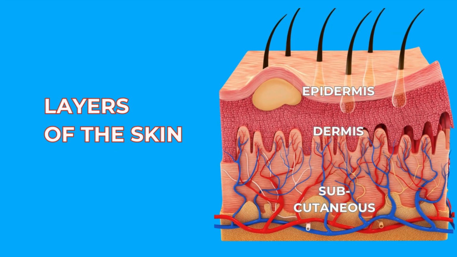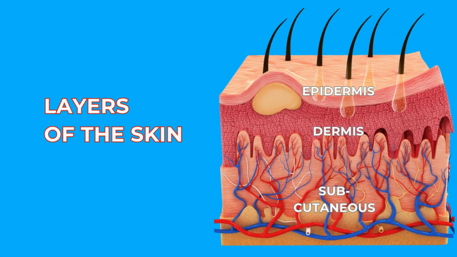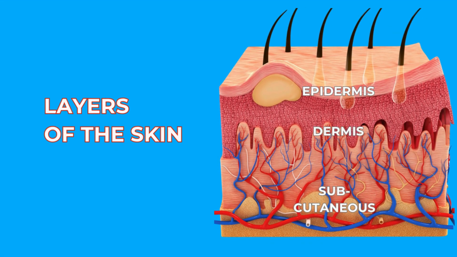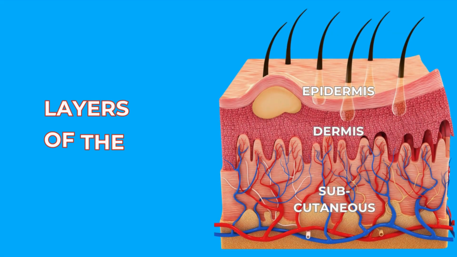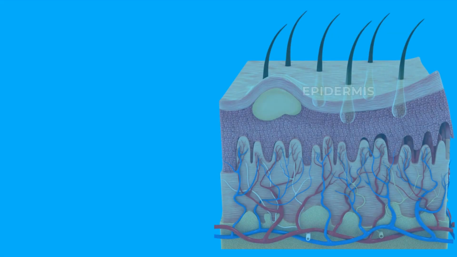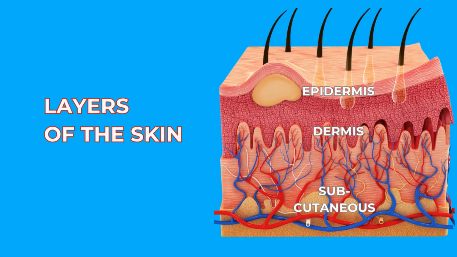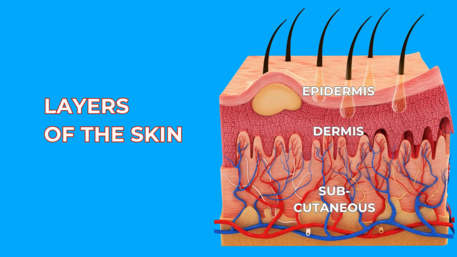Now let's connect this to laser parameters. Wavelength chooses the target. Some wavelengths target melanin, some target hemoglobin, and some target water. Where that target is located determines which skin layer reacts. Spot size affects depth. A larger spot size can reach deeper into the skin, while a smaller spot size is usually more concentrated and superficial.